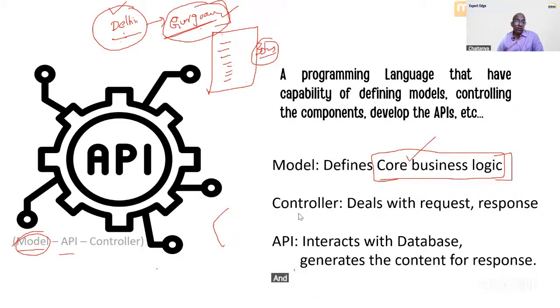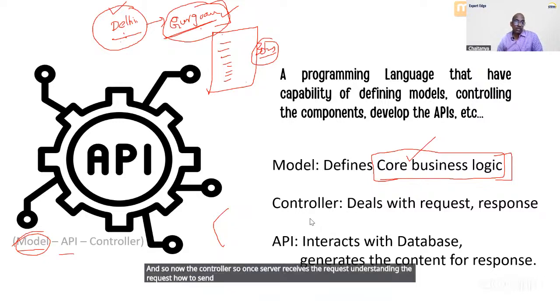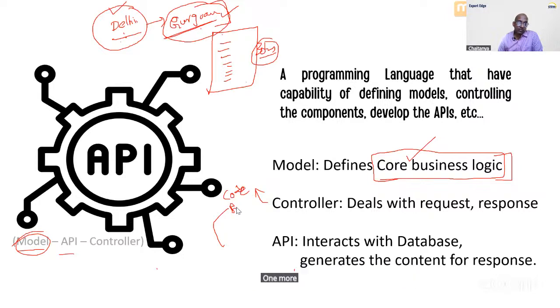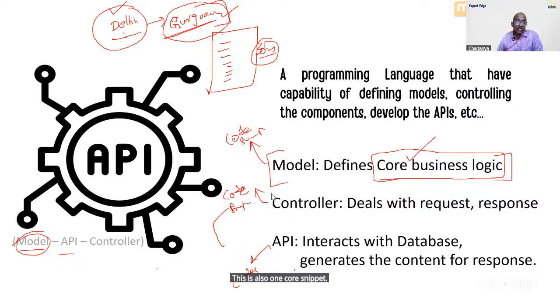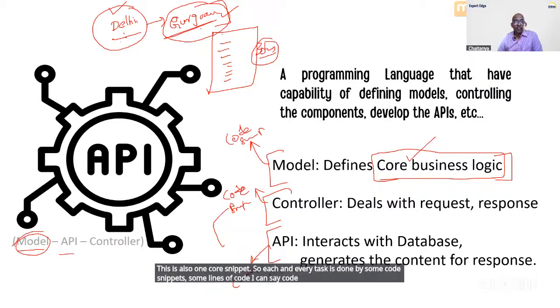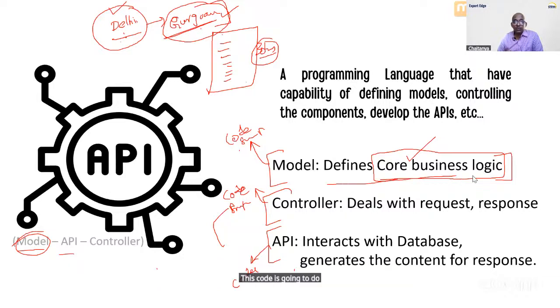Now the controller. Once the server receives the request, understanding the request, how to send the response, communication, and traveling from one page to another page in the website, all these things are handled by the controller. That is again one more programming language code, one code snippet in Java or Python, whatever it is. Each and every task is done by some code snippets, some lines of code. This code, in Java or Python, whatever language you choose, is going to define the core business logic.